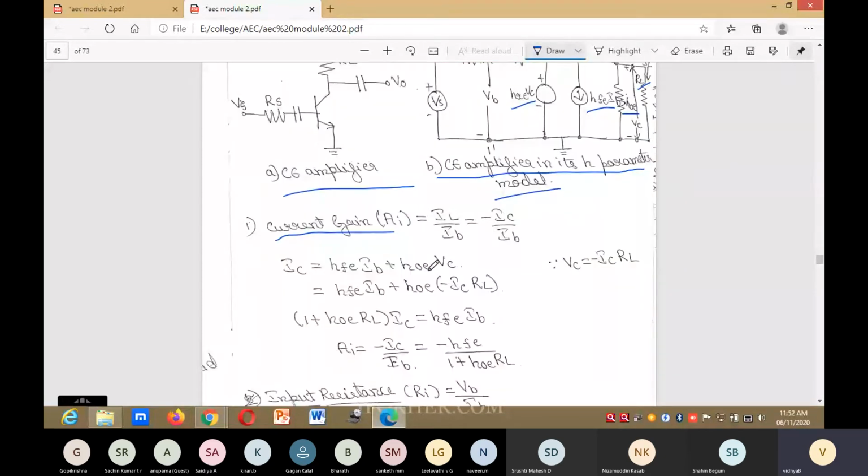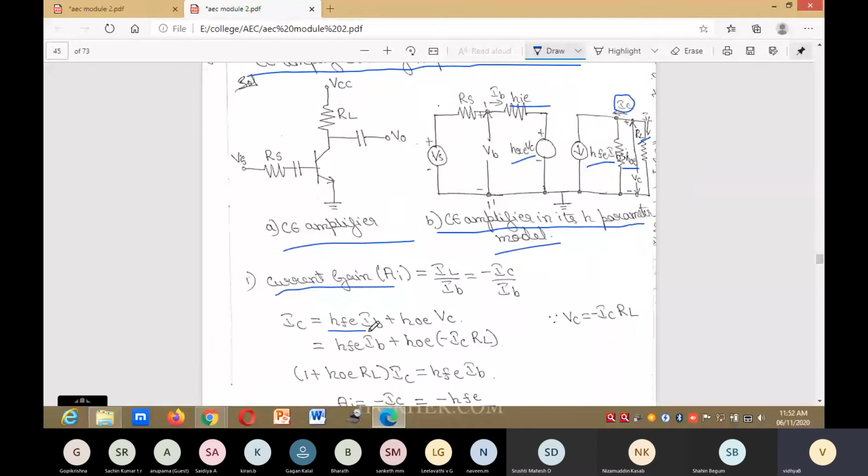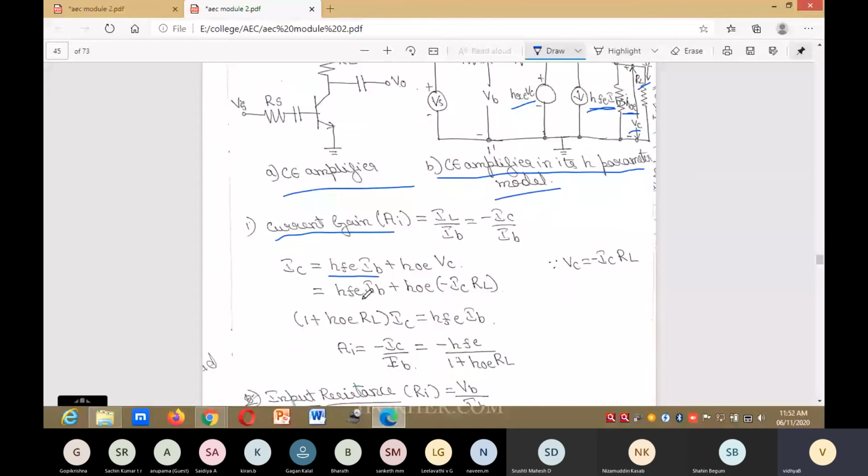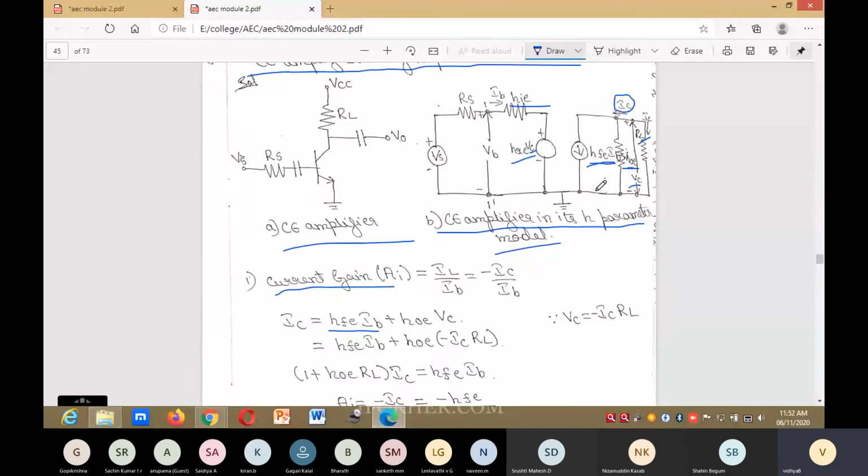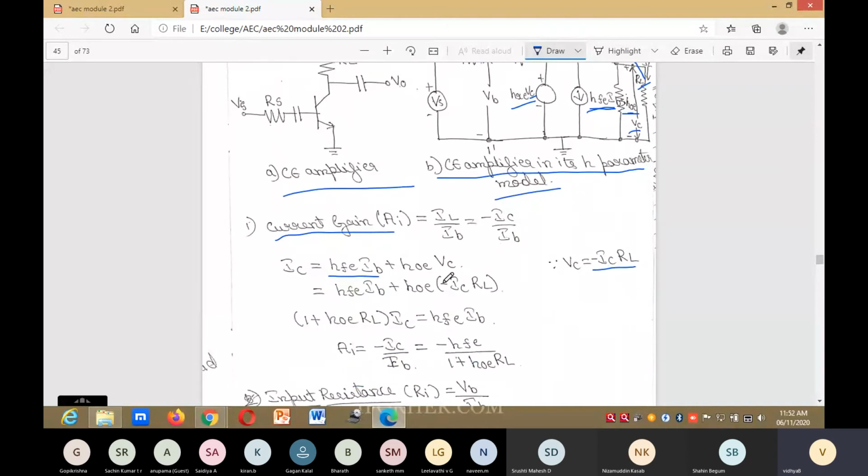IC is equal to what? IC can be written as HFE into IB plus HOE into VC. This is the overall circuit equation. What about VC? Here the VC value is minus IC into RL. So substitute the value of VC, that is minus IC into RL.